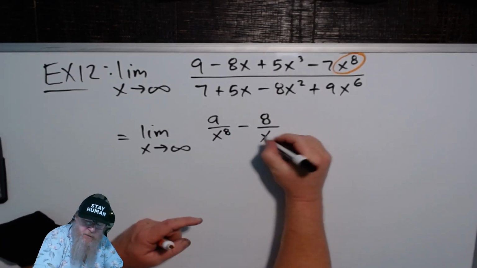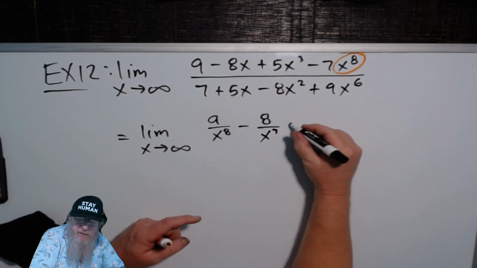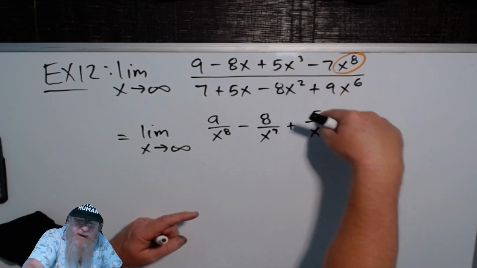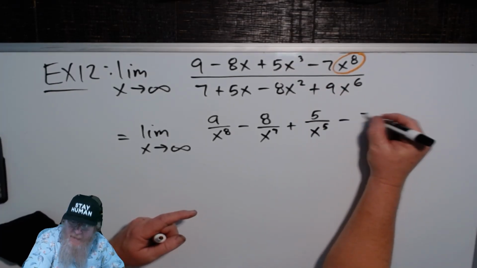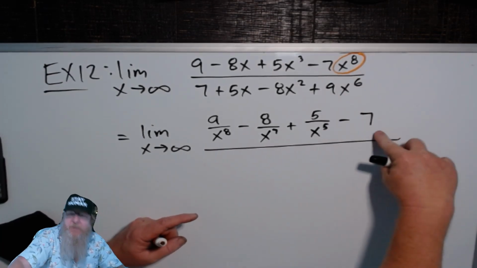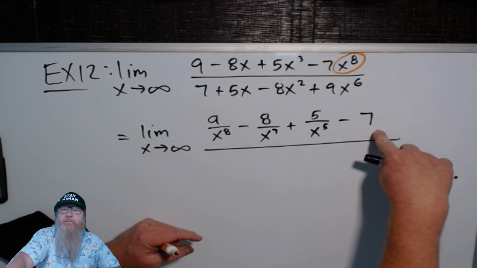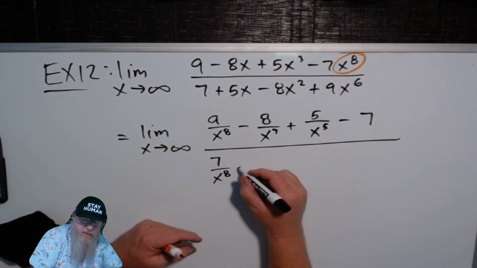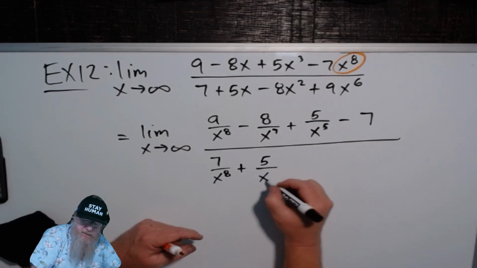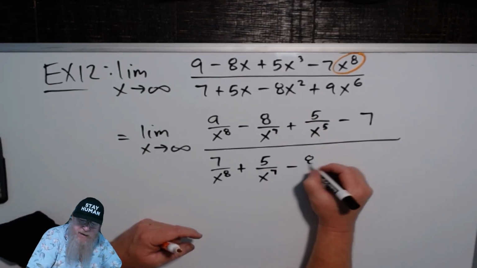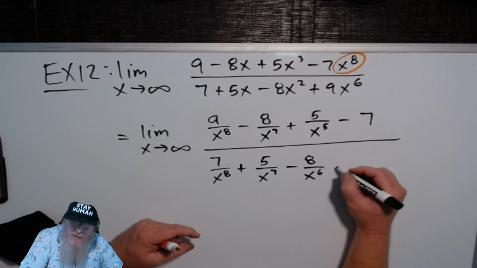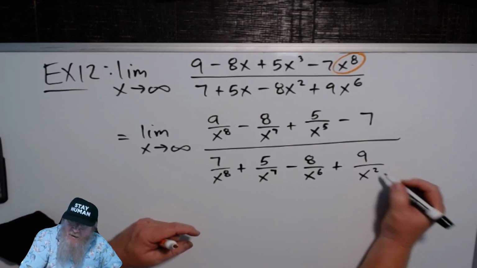Notice that the powers will get reduced. So that one will become 7. This one will become 5, 5 over x to the 5th. And then that one will just be -7, because when you divide it, the x to the 8th will go away. This one will be 7 over x to the 8th. 5 over x to the 7th. -8 over x to the 6th. And then 9 over x squared.